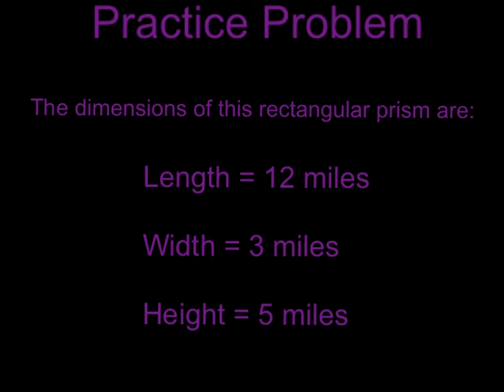Here is your practice problem of the day. The dimensions of the prism on your paper are length equals 12 miles, width equals 3 miles, height equals 5 miles. Please follow all directions on your worksheet and don't forget to show your work on the back of the page.